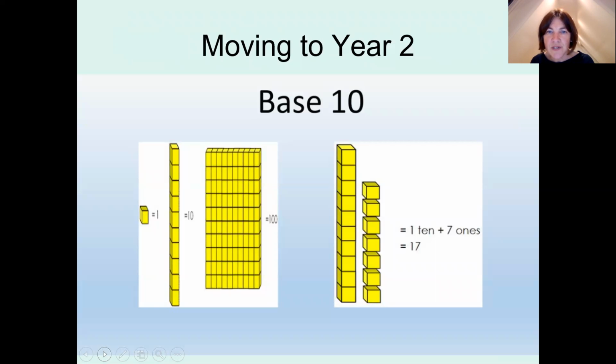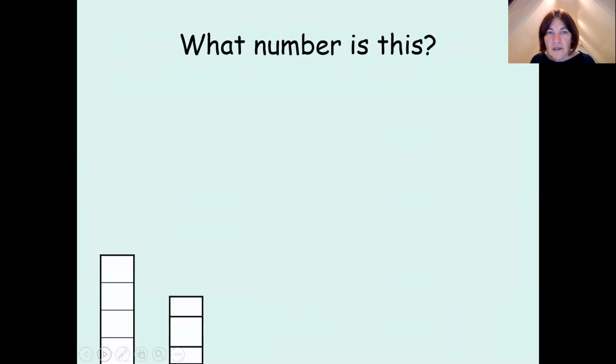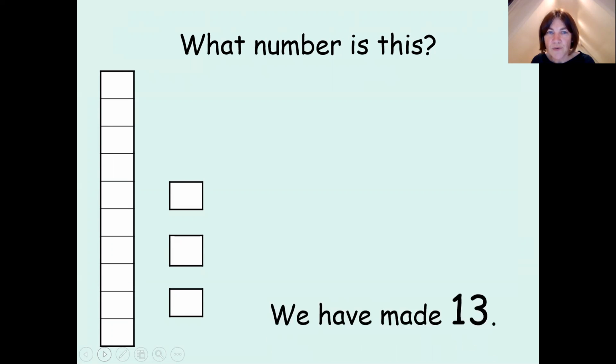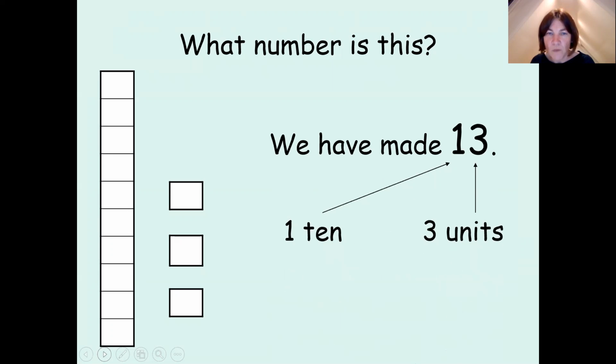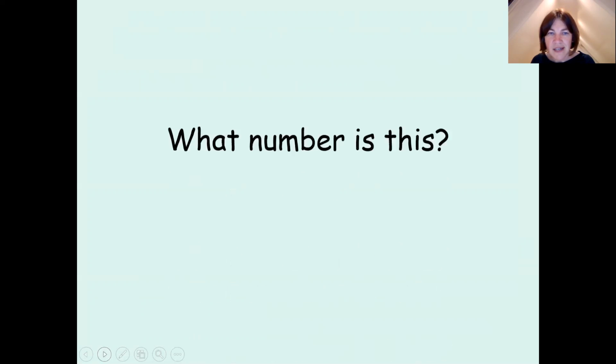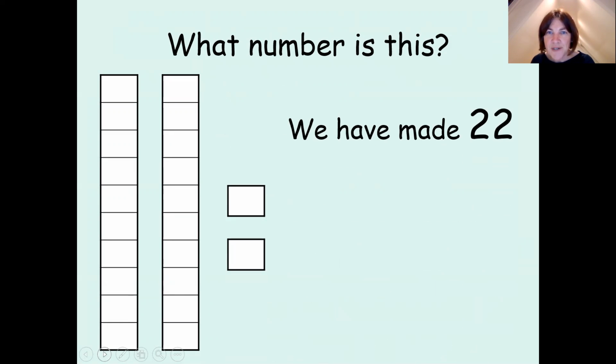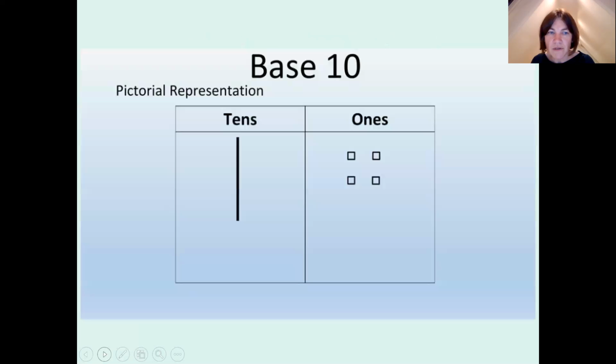So moving into year 2, sorry, this is a little bit deformed, my 100 square hasn't come out quite right, but it's all about 2-digit numbers. So looking at the unit cubes, the 10 rods, and the 100 squares for base 10, and looking at what number is this. So we've got 1 10, and we've got 3 units, or 3 ones. We've made 13. It's got 1 10 and 3 units, and we do interchange. We tend to call them ones in year 1 and 2, but we do interchange that with units as they get older. So we have made 22. We've got 2 10s and 2 units.